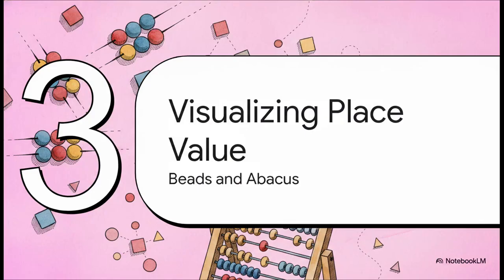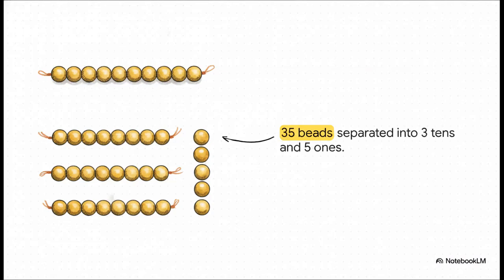Section 3. Visualizing place value, beads, and abacus. If we take 35 beads and string them into chains containing 10 beads each, you get exactly 3 complete chains of 10, with 5 individual beads just left over. This visually proves that 35 is literally made of 3 tens plus 5 ones. The 5 is in the ones place, so its place value is just 1, giving us 5. The 3 is sitting in the tens place, representing 3 groups of 10, which gives us 30.